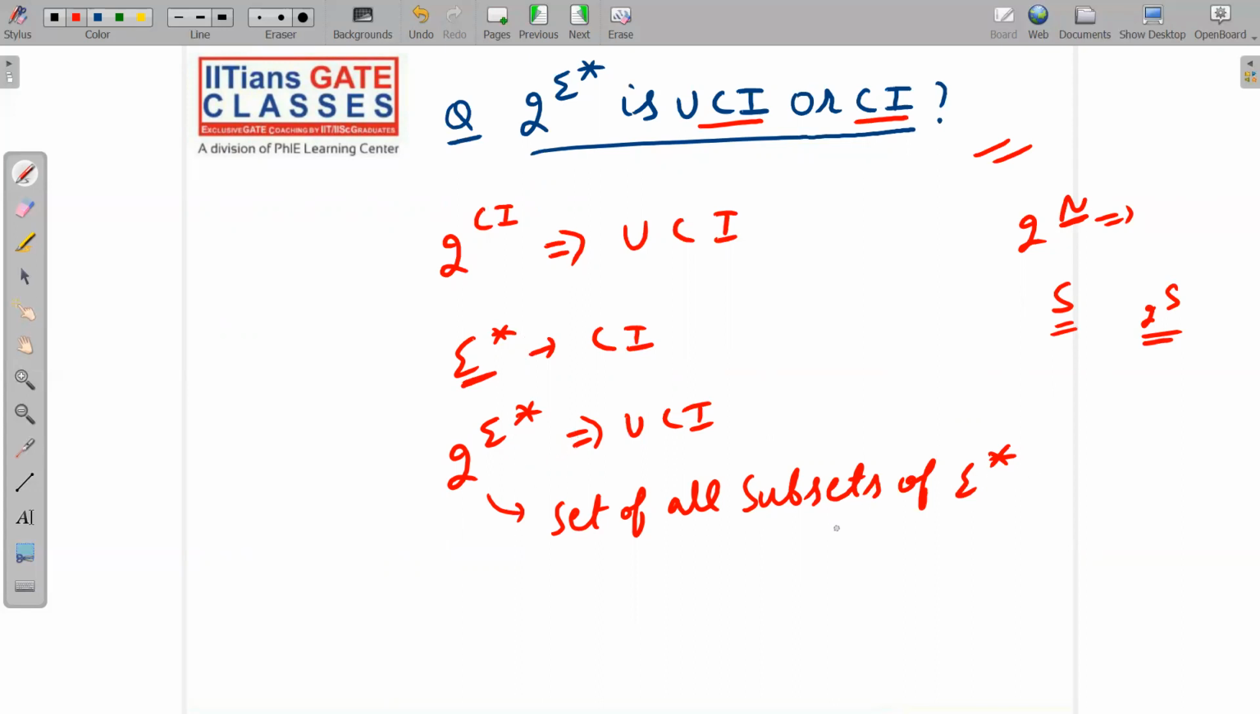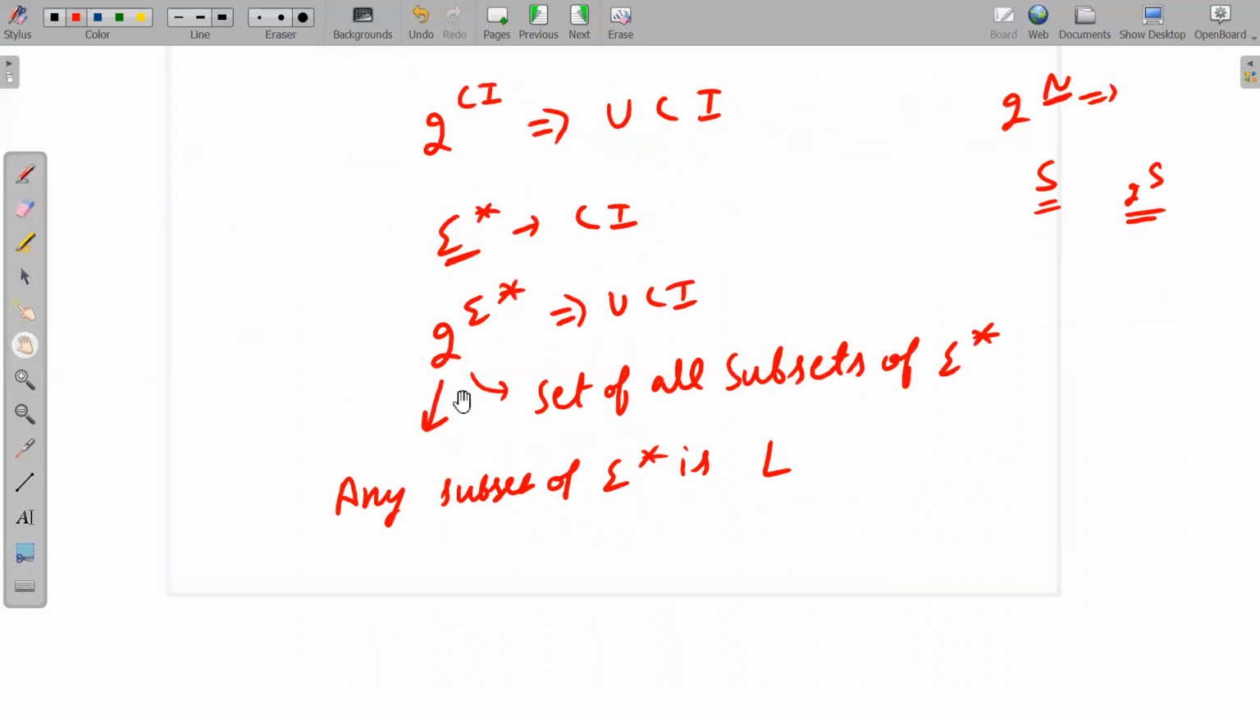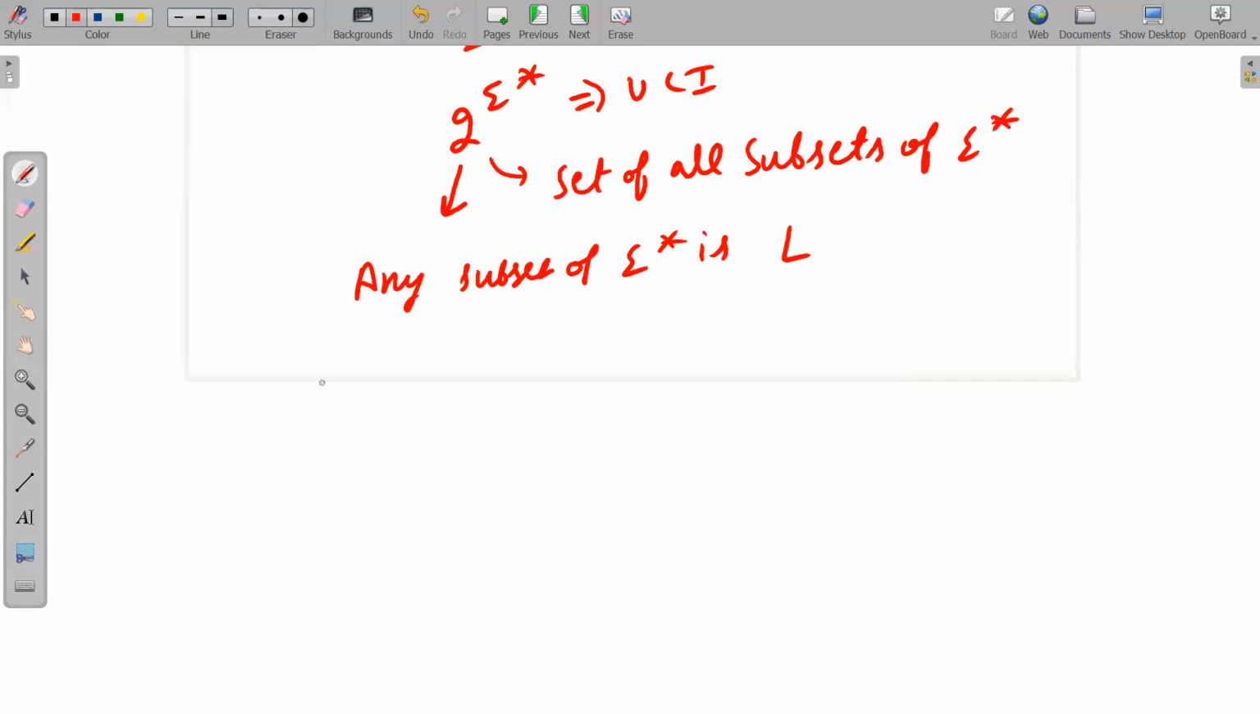And any subset of sigma star is what? Now please listen carefully. Any subset of sigma star is what? A language. Any subset of sigma star is nothing but a language. So directly, indirectly, what I want to say is set of all possible languages.